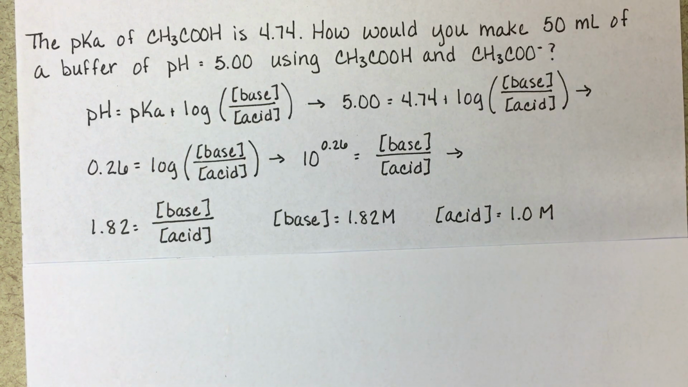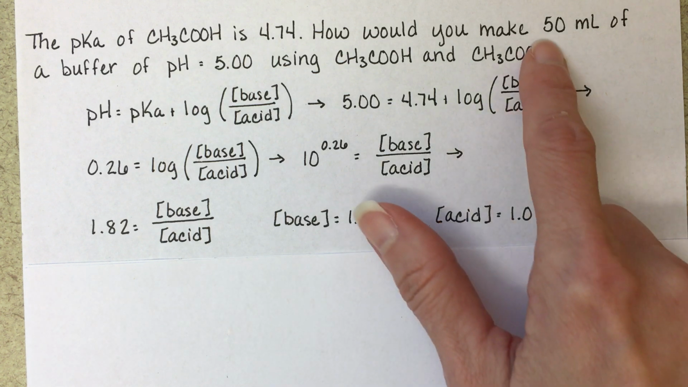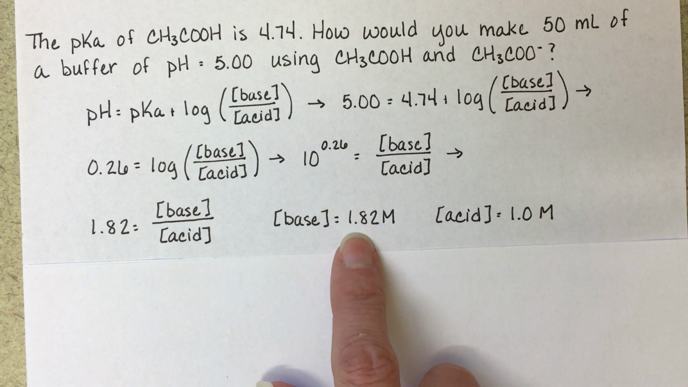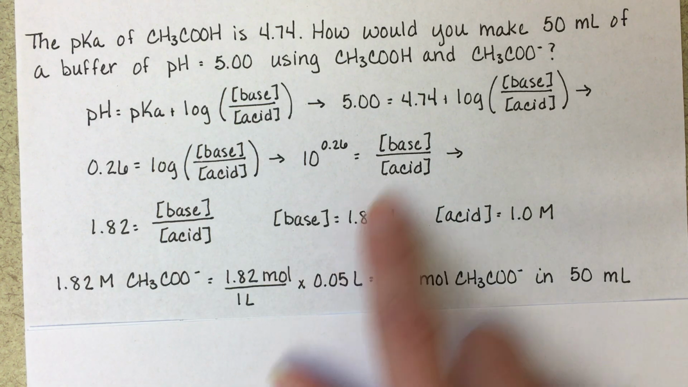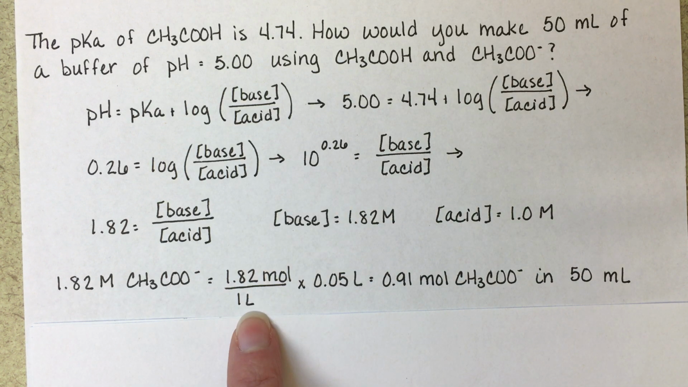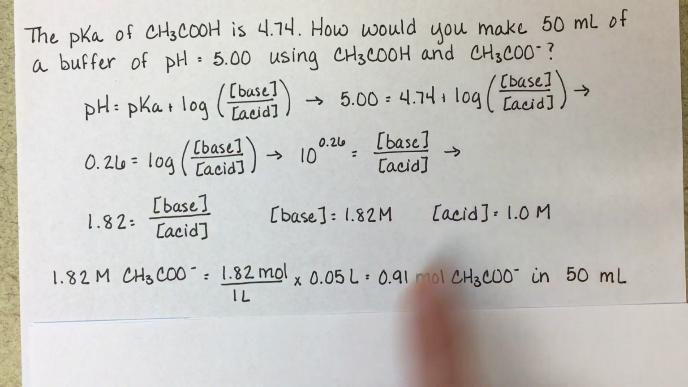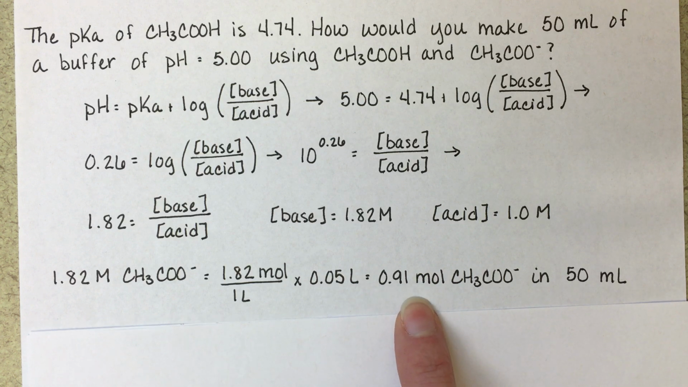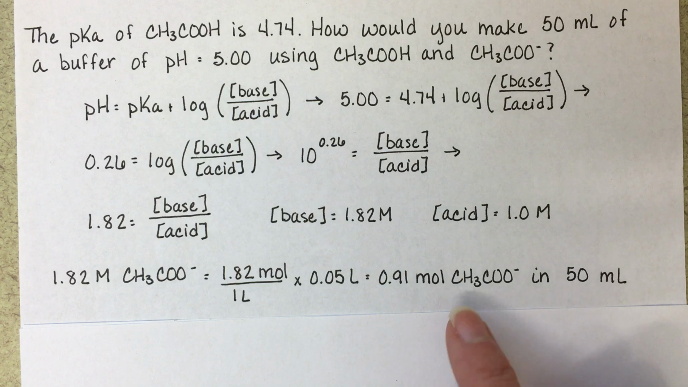So what we're going to do next is figure out how many moles of base we need to put into 50 milliliters in order to get this concentration. And we'll do the same thing for the acid. For our base, which is acetate, we want it to be 0.182 molar, 0.182 moles per liter. We want to have a final volume of 0.05 liters, 50 milliliters. So doing the math on that, it tells us that we need to have 0.91 moles of acetate in our 50 mL of buffer.